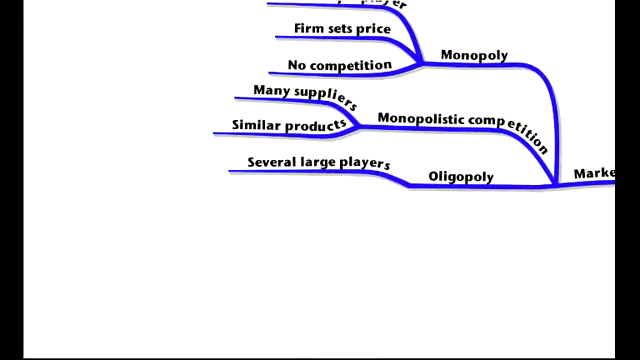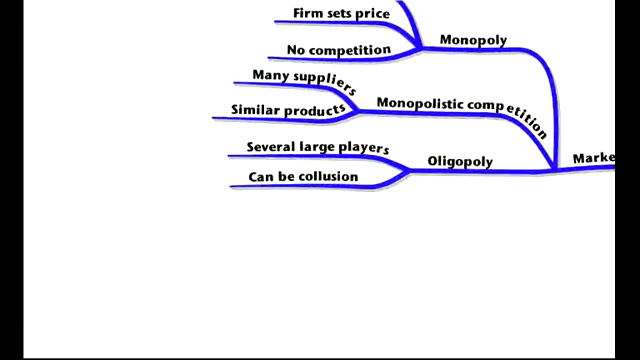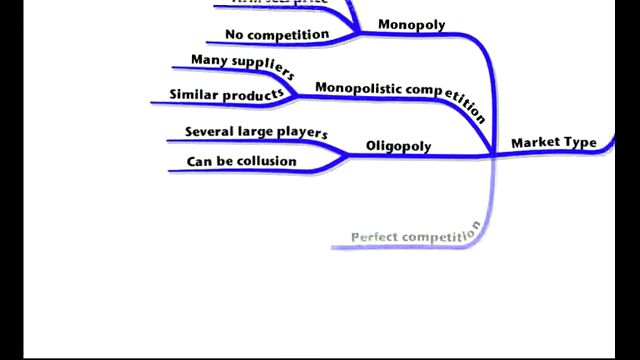Oligopoly, that's several large players in the market. There can be collusion. So in the UK, we think of supermarkets. Okay, several large players in the market. They can collude and set prices in that way.